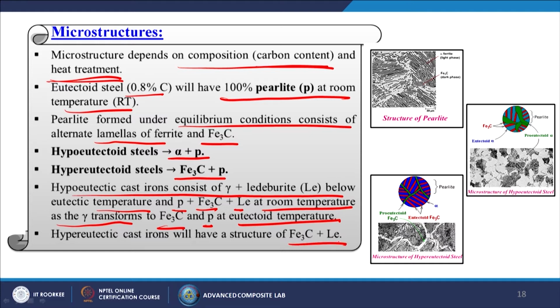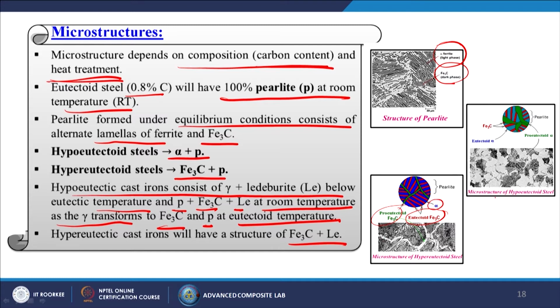So, from this you can understand the structure of pearlite, where we can find the Fe3C in the dark phases and alpha ferrite in the light phases. When you get the optical microscope image of the pearlite, you can see that this is the hypoeutectoid Fe3C, which is green in color, and the red is the eutectoid Fe3C, and the alpha phase you are getting is blue in color.